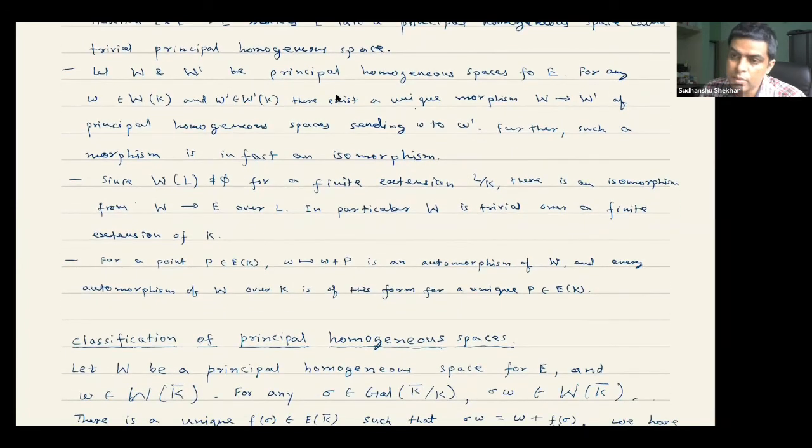Also, we know that if you have a curve, then there exists an extension over which it will acquire a point. And once it acquires a point, then W is a principal homogeneous space, and we know that there is a morphism, and such a morphism is also an isomorphism. So we get an isomorphism from W to E. So once it has a point, it becomes isomorphic to E over that extension. So over an extension, every principal homogeneous space of E becomes a trivial principal homogeneous space. Sometimes we also use the term that W splits over that extension.